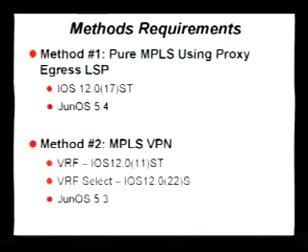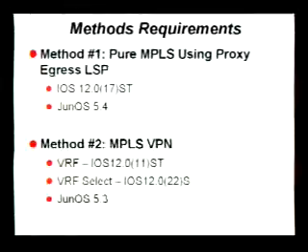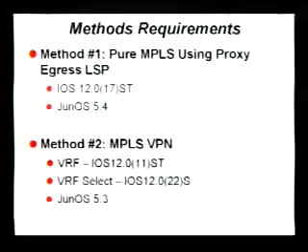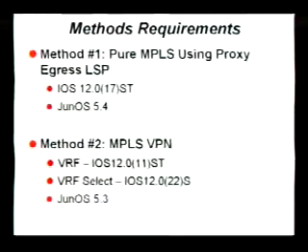So there are code requirements to do this. To do the MPLS VPN, you need to run 12.0.11 ST or 12.0.22 S. In Junos, the requirements are for 5.3 or 5.4.